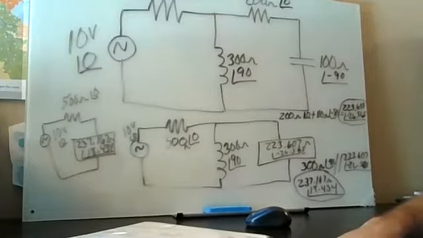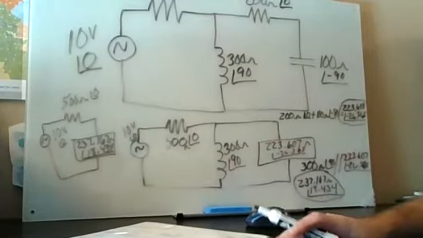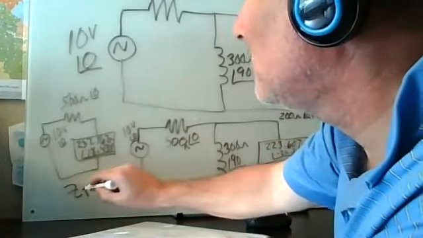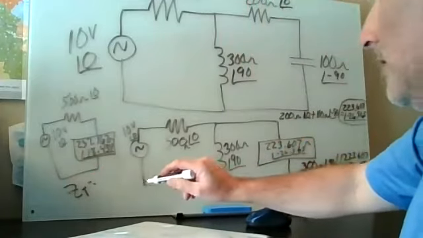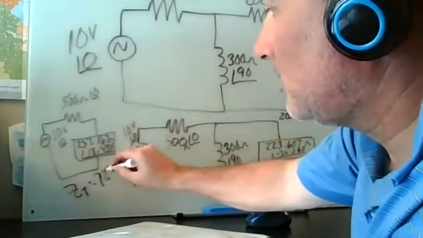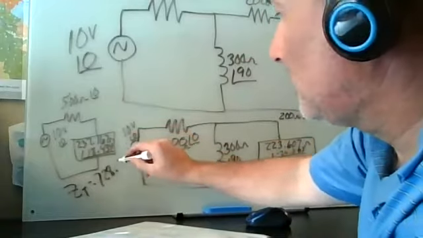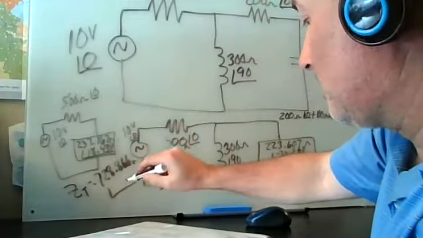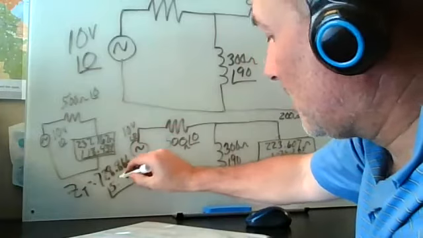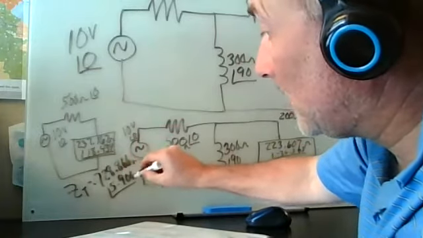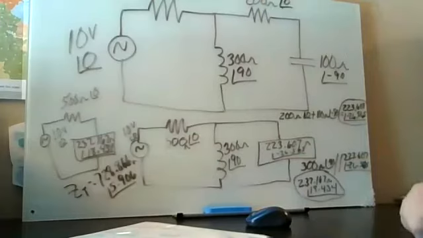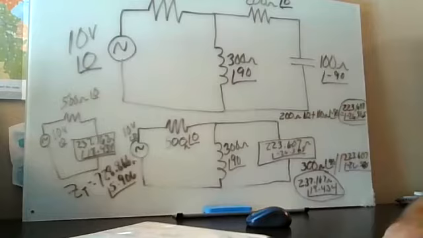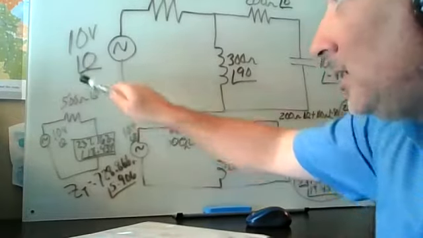Now I can find my Z total. It's a series circuit. I just add them together. So Z total, I got 728.866 ohms at an angle of 5.906. And then I can get my I total, and I get my voltage drops on each one of these.